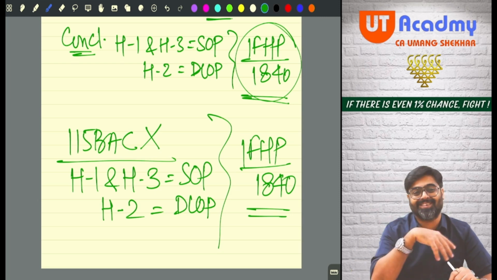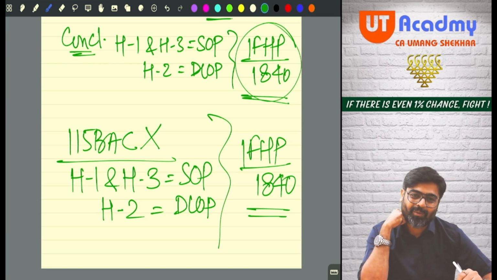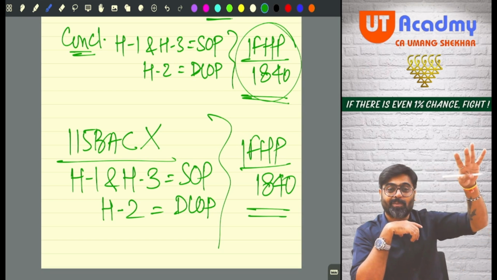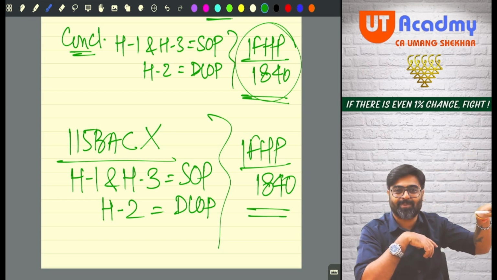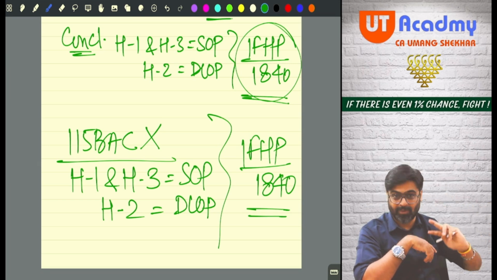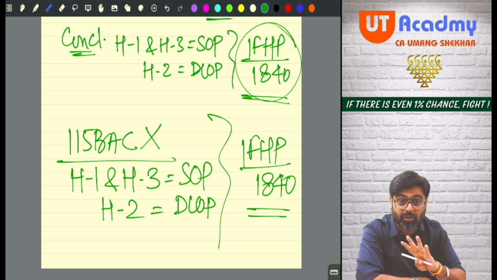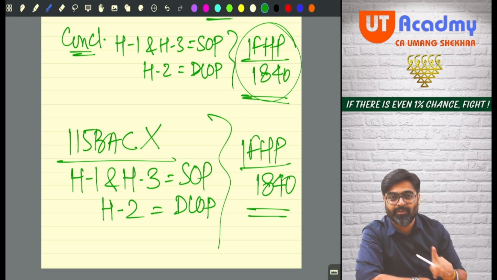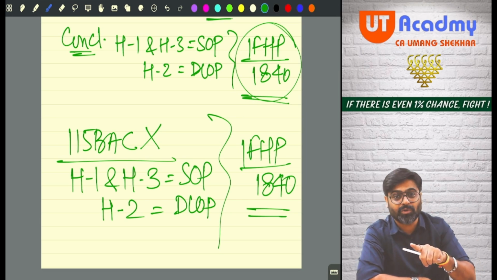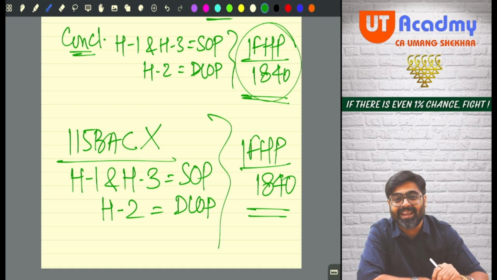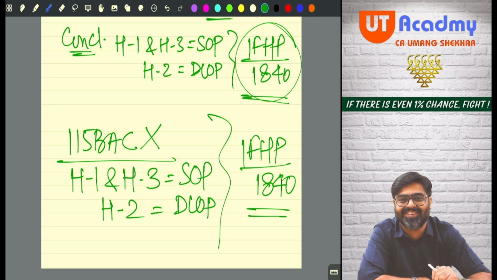Three times calculations. What if 4 properties are given? So now all the 4 properties DLOP, all the 4 properties SOP, 115 BSE, no 115 BSE. Then now there will not be 3 options. Now there will be 4 options. First option, house 1, house 2, SOP. Then 3 and 4 will become DLOP. Likewise, you will have to make the combinations.